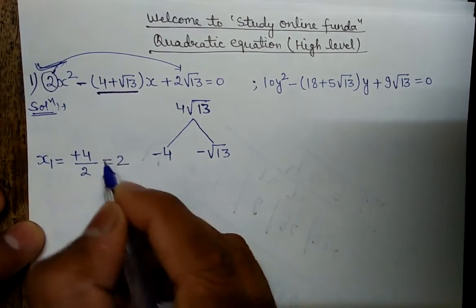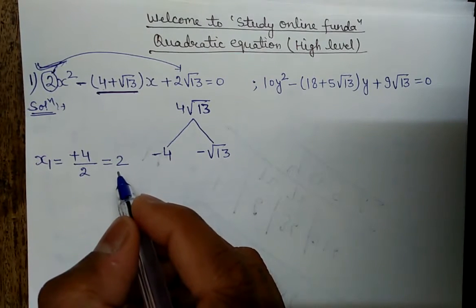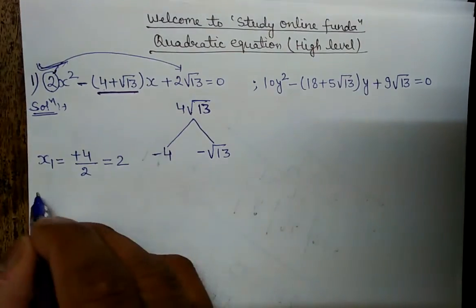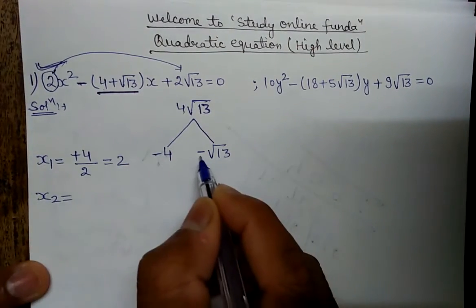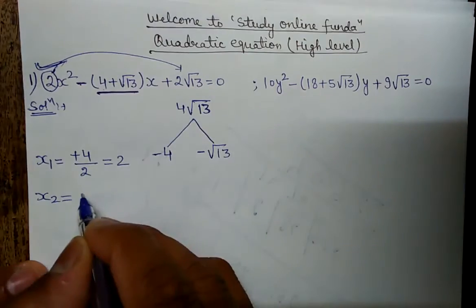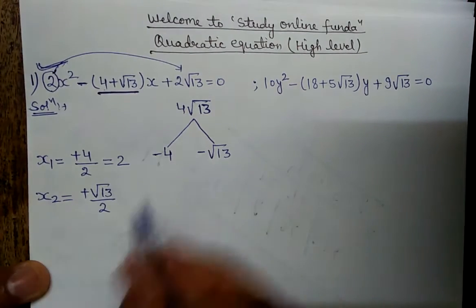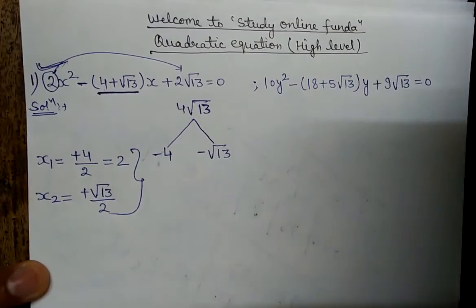To understand this, please watch part 1, 2. So the first root of this equation is 2, and the second root will be, here it is negative root 13, we will take positive root 13 divided by the coefficient of x square. So these are the roots of this equation.